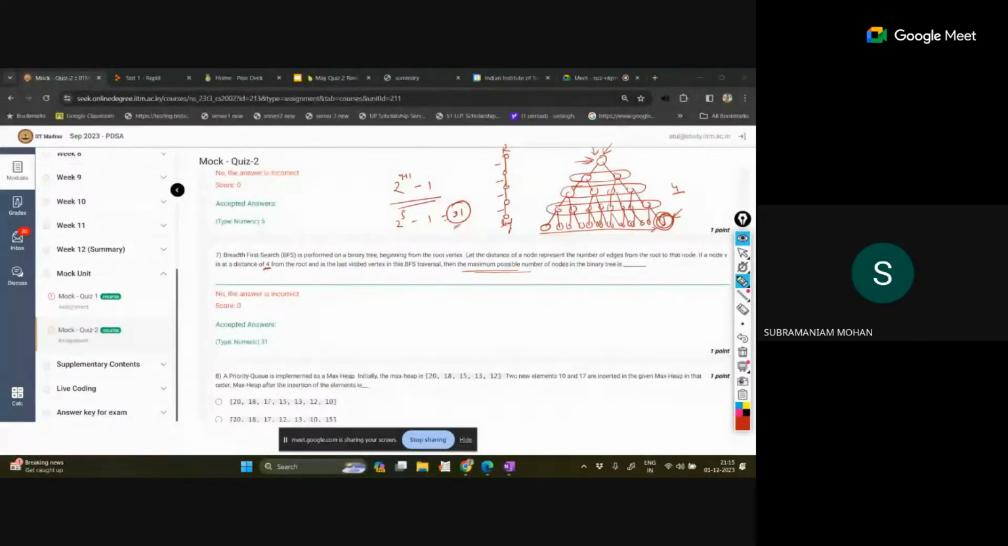Sir, can you please explain the background for the formula buildup? The minus 1 is for the root, is it?